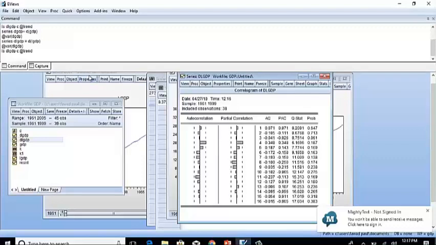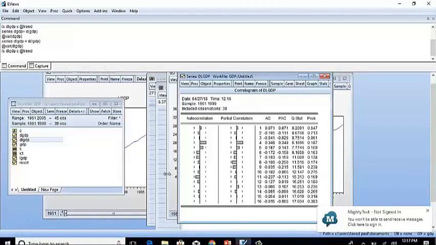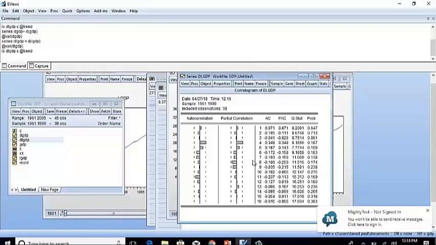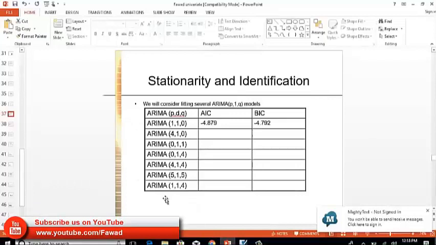I will explain again: out of all possibilities, we will take those equations whose AIC and Schwarz values are small. Okay, so these are all the possibilities.